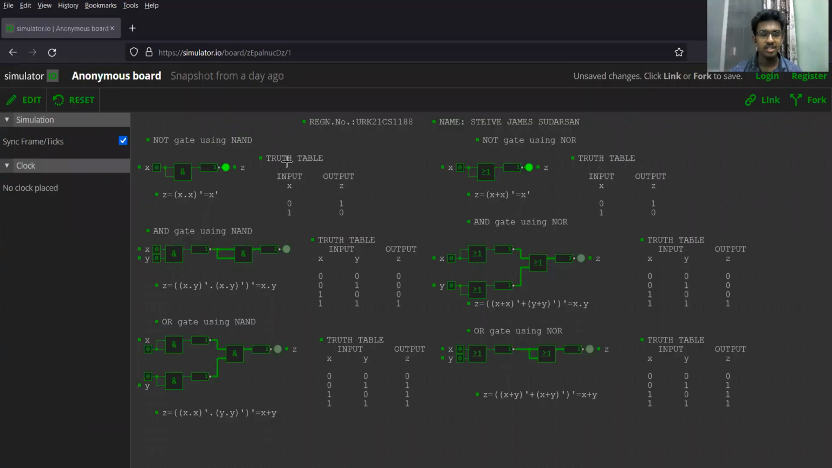Here we can see two types of universal gates, known as the NAND gate and the NOR gate. Why are we calling these two universal gates? Because they can be used to create other gates also, like the NOT gate, AND gate, and OR gate. Here we can see the specifications of that.